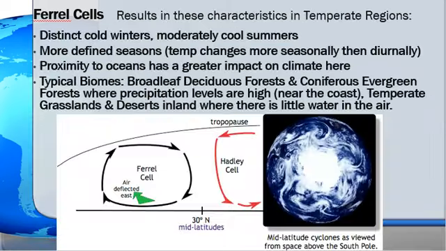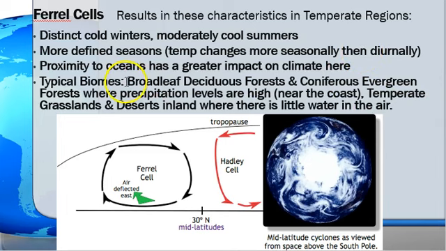So when it does that, it's going to bring air from the west towards the east, and it's also going to result in these different characteristics. You're going to have distinctly cold winters and moderately cool summers. You're going to have more defined seasons. Your temperature is going to change more seasonally than it does during each day. If you are near the ocean, then that's going to impact your climate a lot more here. So the ideas of specific heat are going to come into play more so. Because if you're near the ocean, you're still going to pick up some precipitation.